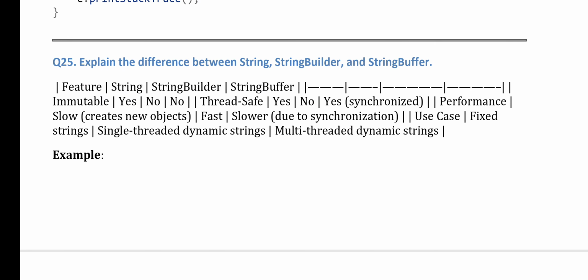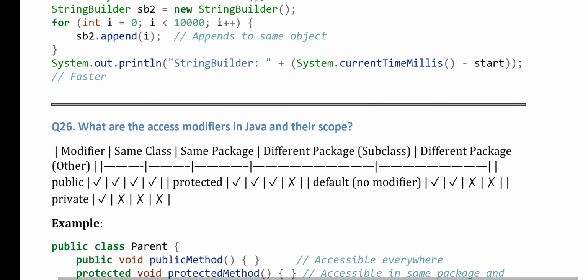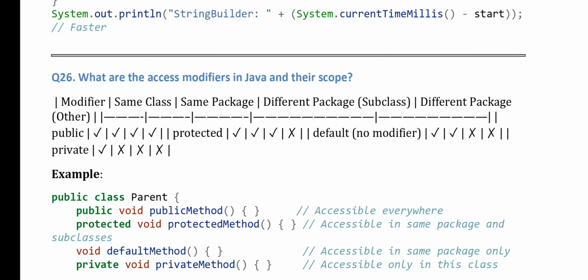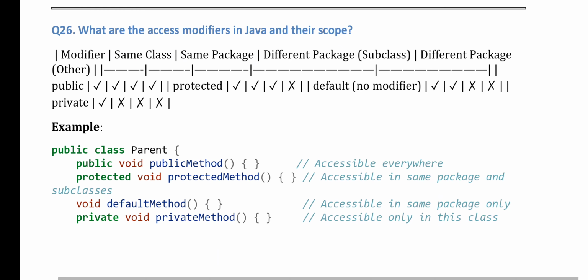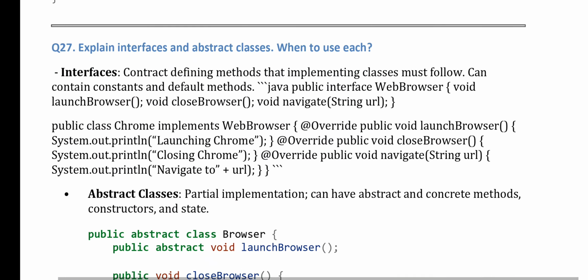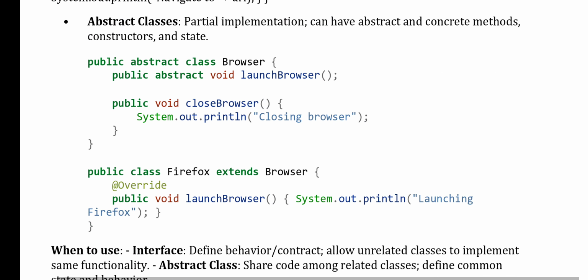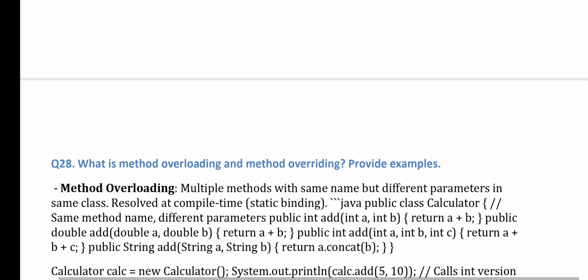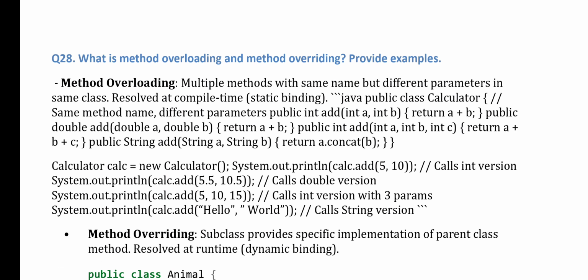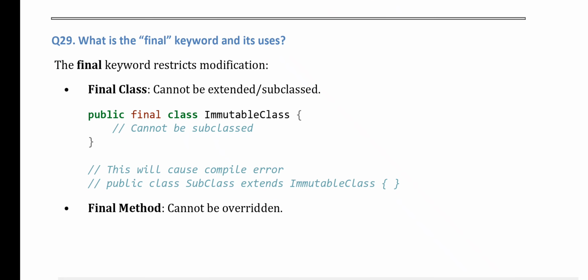What's the difference between string builder and string buffer? Again, what are the access modifiers in Java and their scope? Explain the interfaces and abstract classes, when to use each. What is method overloading and method overriding? Can you provide the examples? What is the final keyword and its use case?